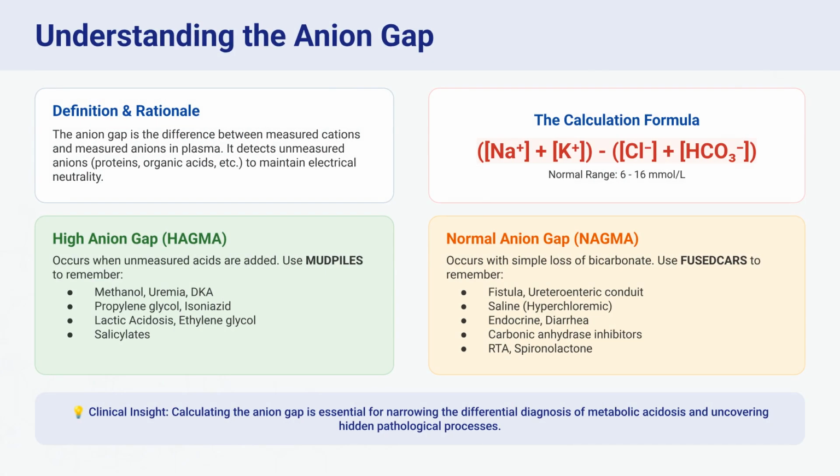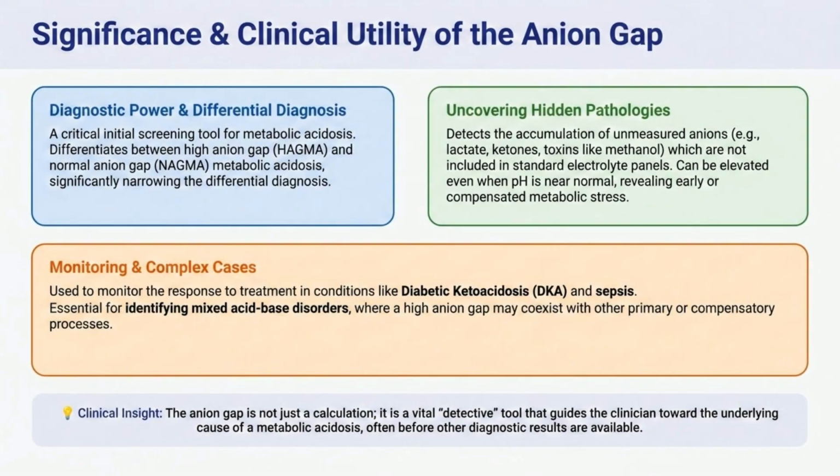The anion gap is the difference between measured cations and anions, calculated as the sum of sodium and potassium minus the sum of chloride and bicarbonate. The normal range is 6 to 16 mmol per liter. A high anion gap, or HAGMA, suggests the presence of unmeasured acids, often remembered by the mnemonic MUDPILES. A normal anion gap, or NAGMA, occurs with simple bicarbonate loss, such as in diarrhea.